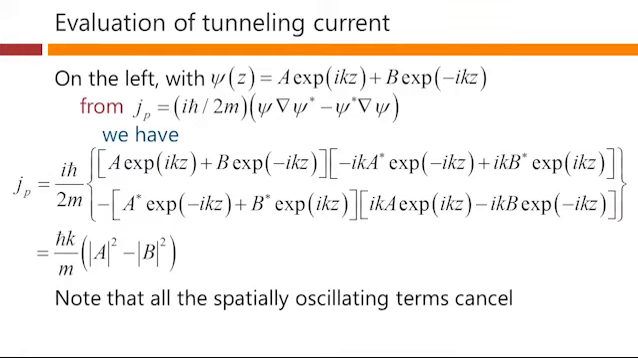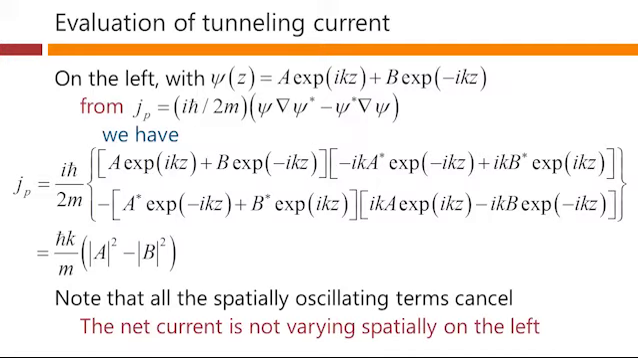Note that all the spatially oscillating terms have actually cancelled out. The net current is not varying spatially on the left. That might surprise you if you remember the kinds of solutions one gets in these kinds of problems, which often have a standing wave of some kind on the left that looks as though the probability density varies in space. And indeed, the probability density does vary in space. But somewhat surprisingly, the current density actually doesn't.